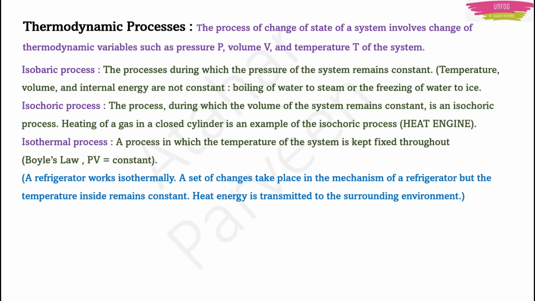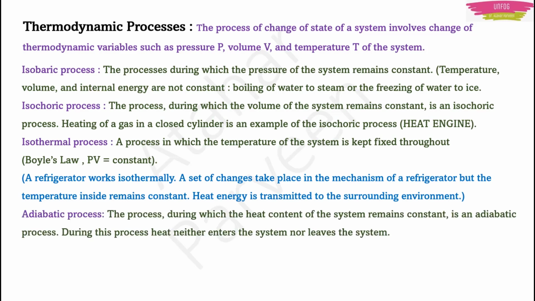Here I can take the example of a refrigerator. A refrigerator works isothermally. What happens in a refrigerator? There is a set of changes which take place in the mechanism of the refrigerator, but these changes do not affect the temperature inside, isn't it? The temperature inside the refrigerator remains constant. Heat energy will be transmitted to the surrounding environment. Sometimes you can see your fridge's outside side walls are very hot. That is the reason: that heat energy is transmitted to the surrounding environment. This is your isothermal process.